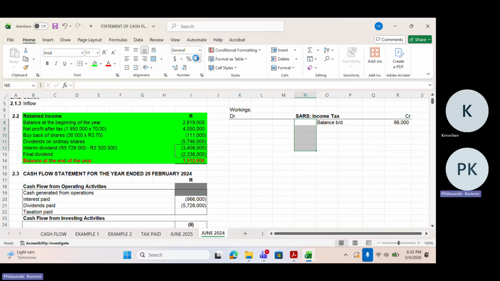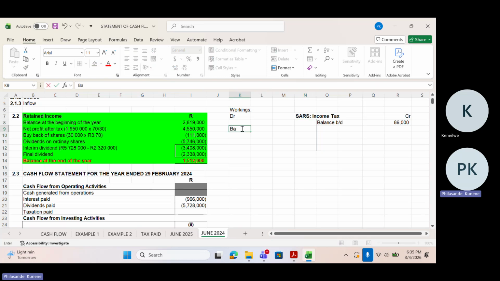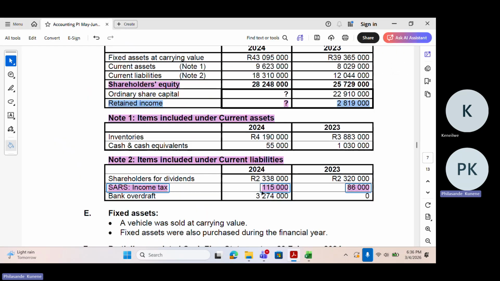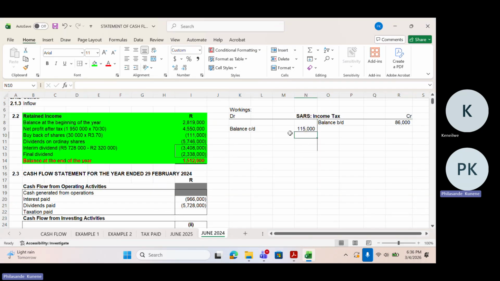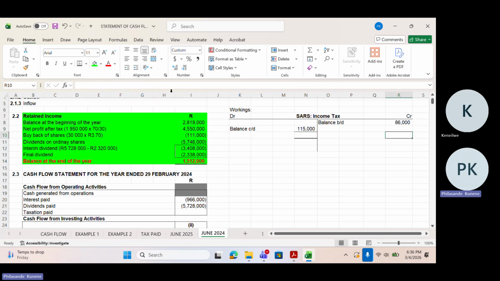Okay, and then my balance carried down. Let's go and see, 115,000. Where is this going to be recorded? It's going to be on a debit side. So I'm going to have my balance carried down this side, which is 115,000 rands. That's the information that we can see presented in our current liabilities note. 115,000, and then we have 86,000 rands. And we know that we're going to have our totals just below that.